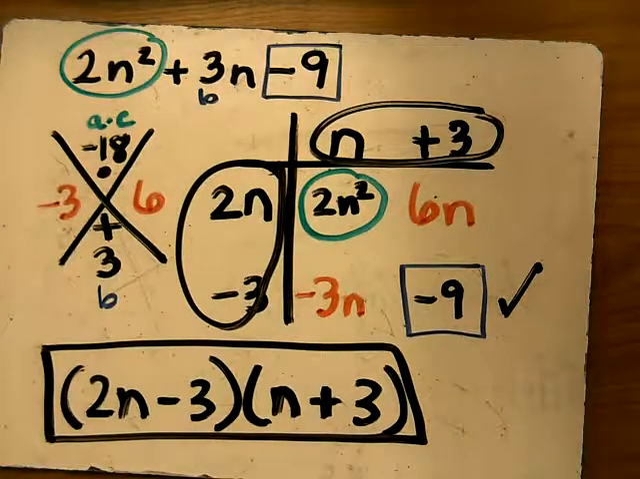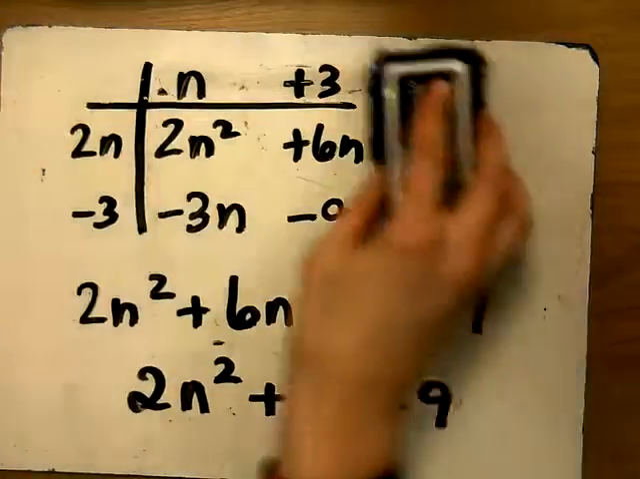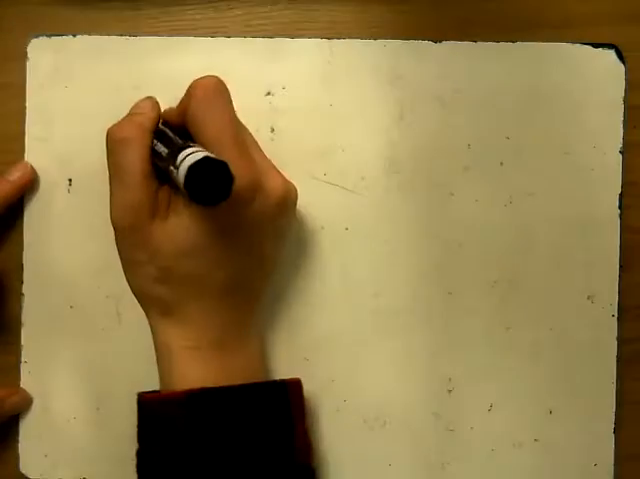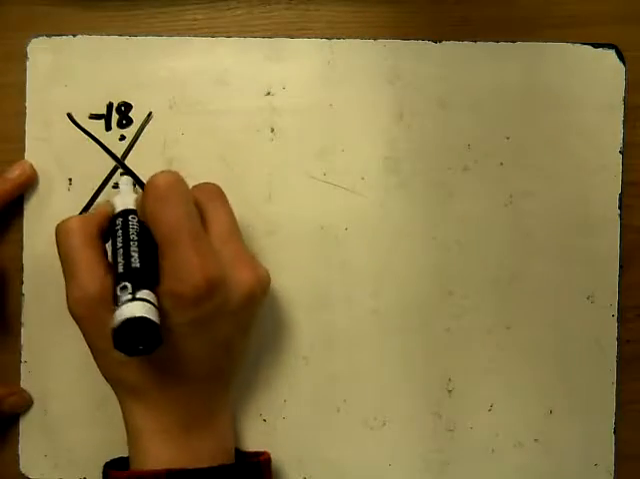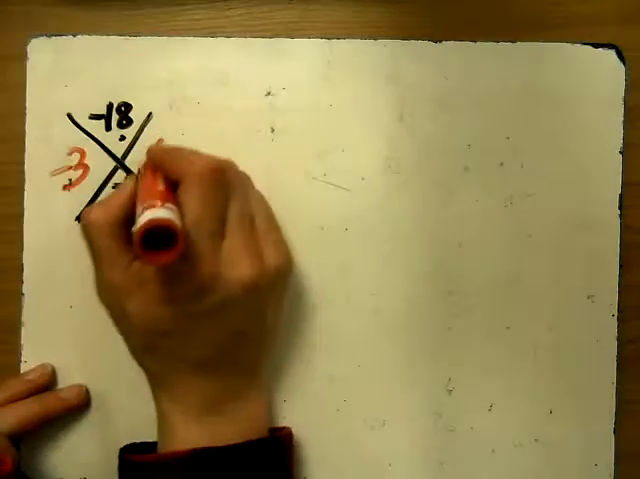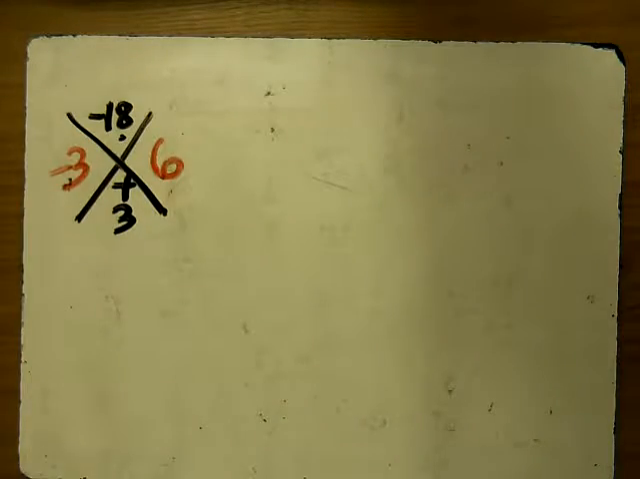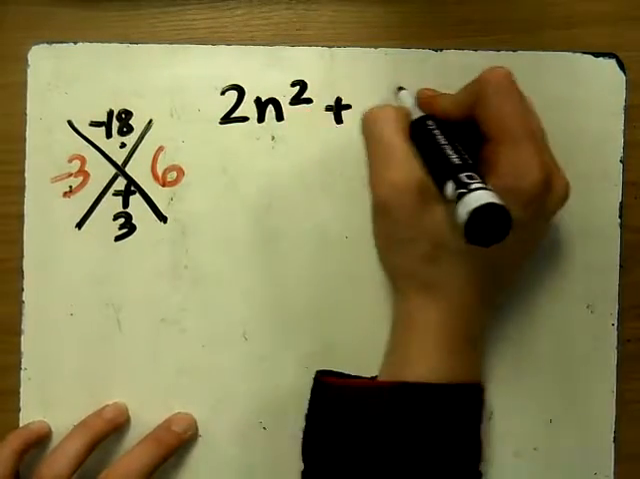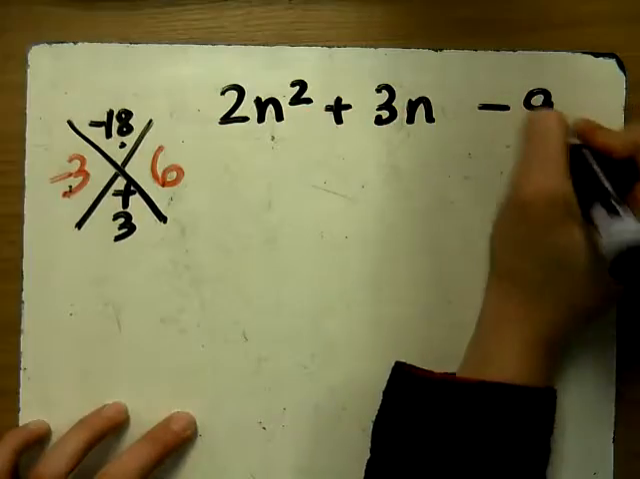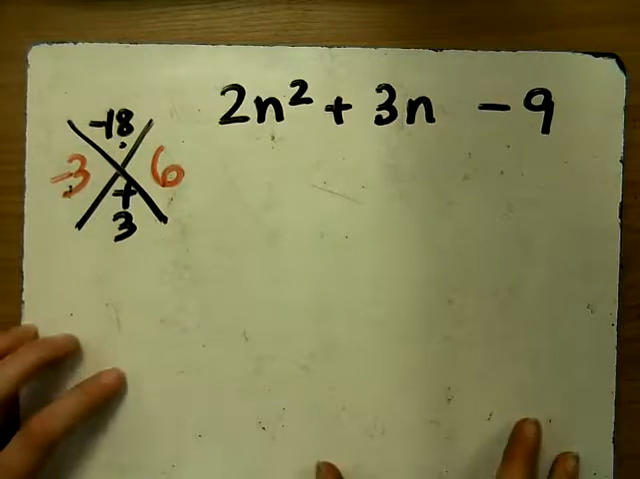That's one way. I want to show you another way to organize this. So I'm going to erase our checking of our work. Start back here. If you do it the other way, we're still going to use our product sum. So we want two things that multiply to be negative 18 and added to be 3. And those two numbers were negative 3 and 6. But this time, when we had our 2n squared plus 3n minus 9, what we're going to do is write these in a row.